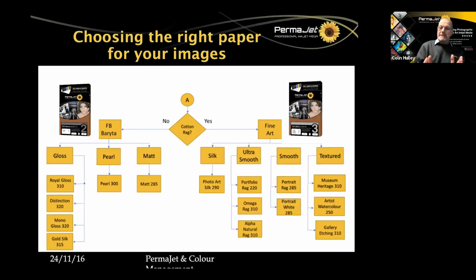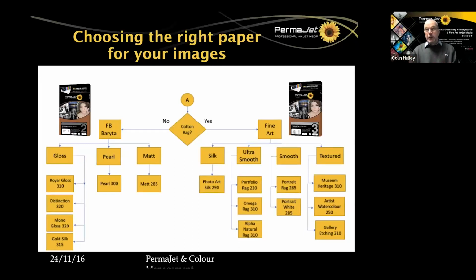So in the middle diamond there, you can see I'm asking a question, do you want cotton rag? I'm actually going to rejig this slide and it's going to say matte paper. Do you want a matte paper look? Because if you do want a matte paper look, because you don't want a gloss or lustery silk finish, then you're moving over to what we call the Fine Art range here.